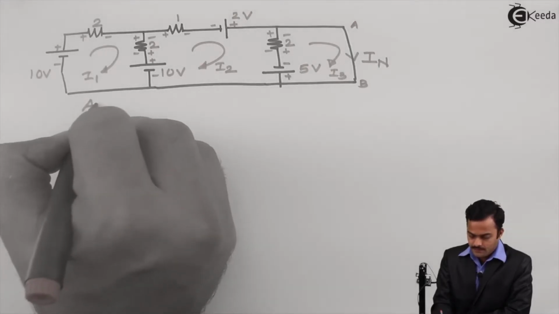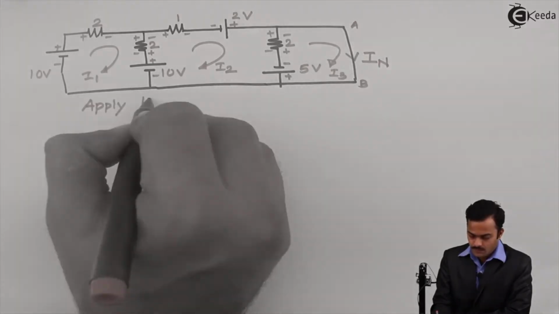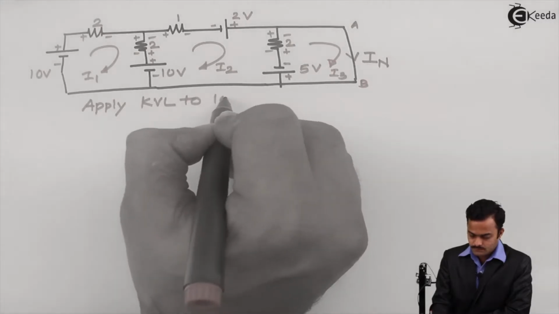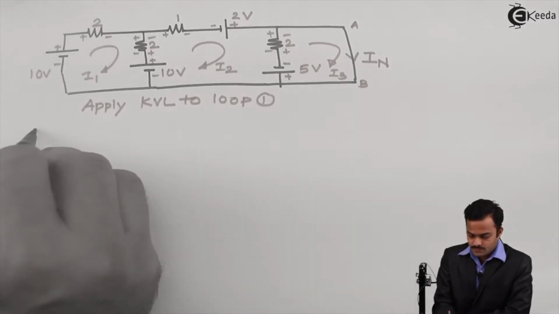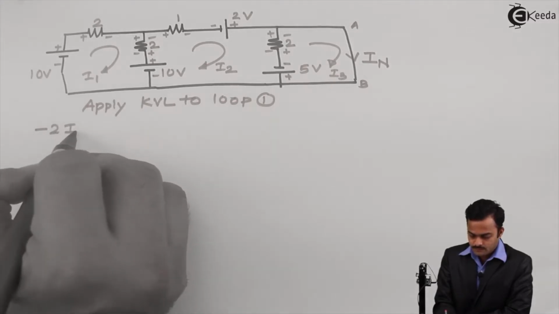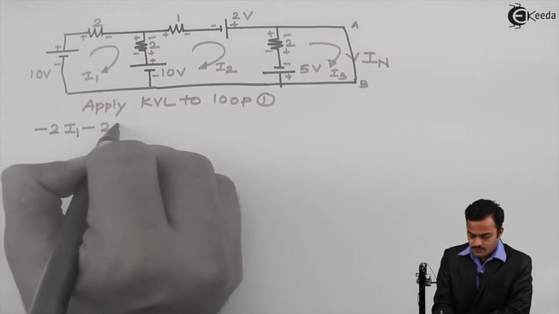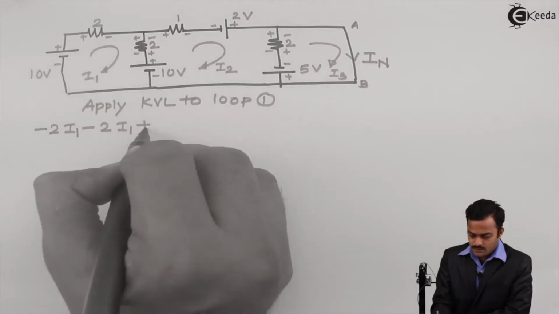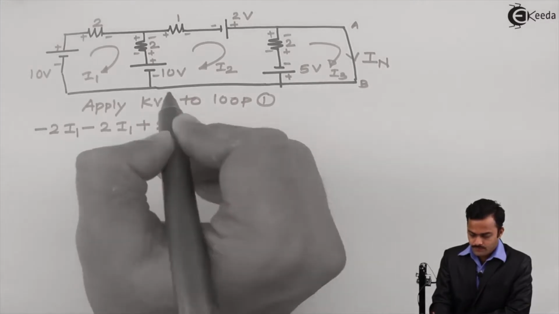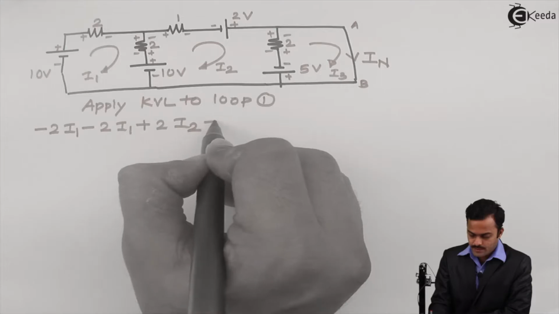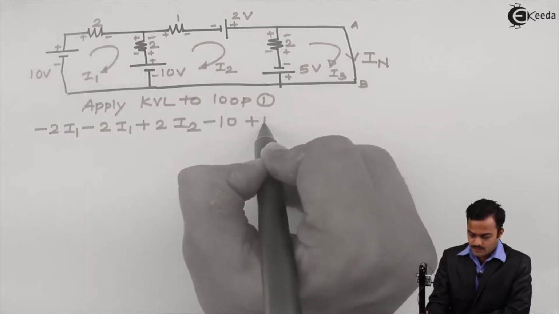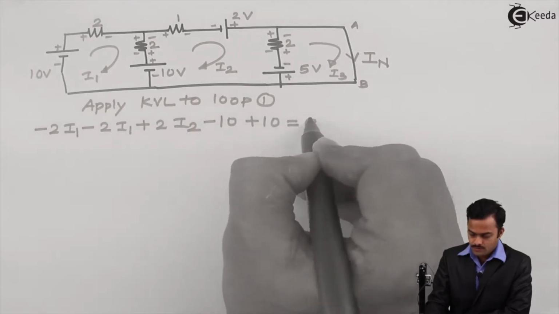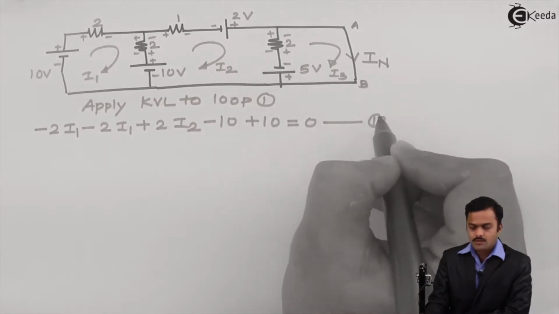So let's apply KVL to loop 1. I will start from this point. So it's minus 2I1, minus 2I1, plus 2I2, plus minus. So it's minus 10 and plus 10 equal to 0, equation number 1.